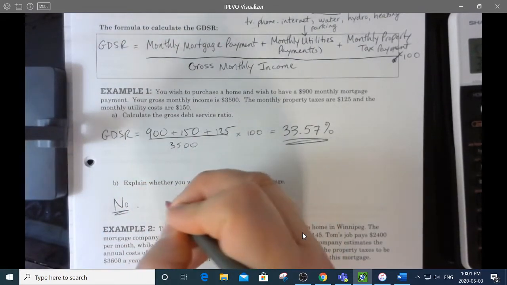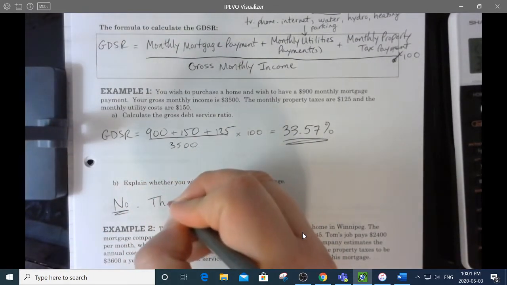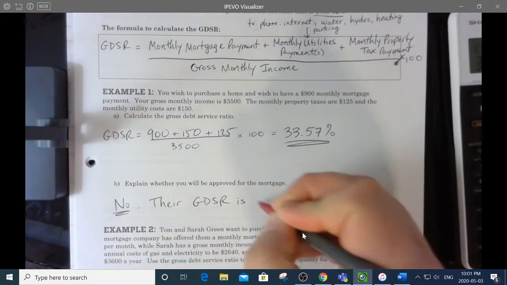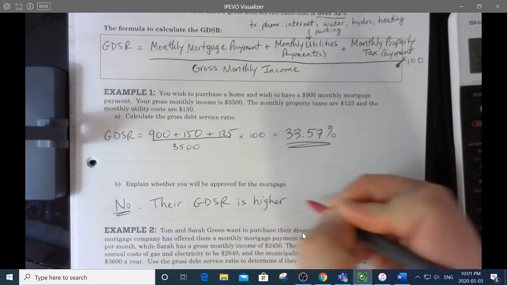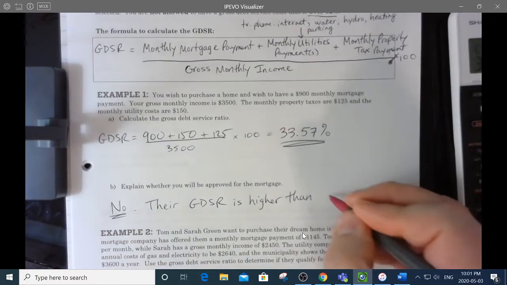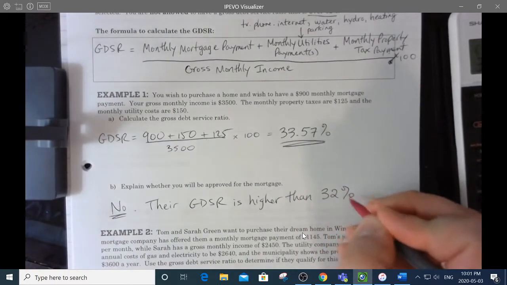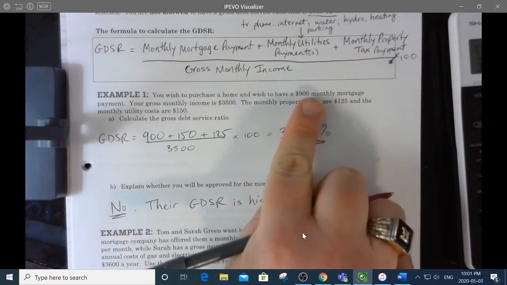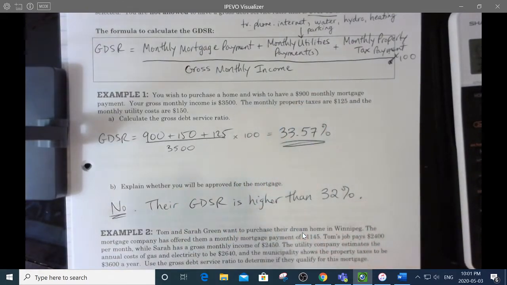And the reason why they will not be approved for the mortgage is their GDSR is higher than our magic number, 32%. So if this was the situation and they were trying to get this mortgage to get that monthly payment, they would be turned down. The bank would say, nope, go try to find a cheaper place to live or a job that pays you more money.